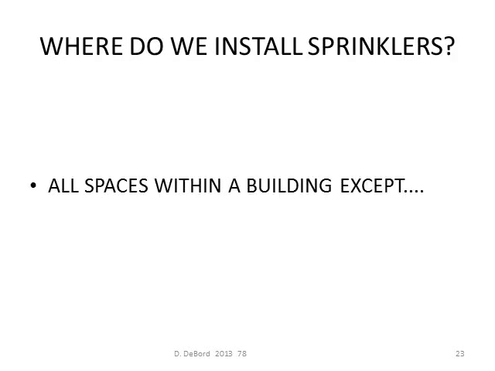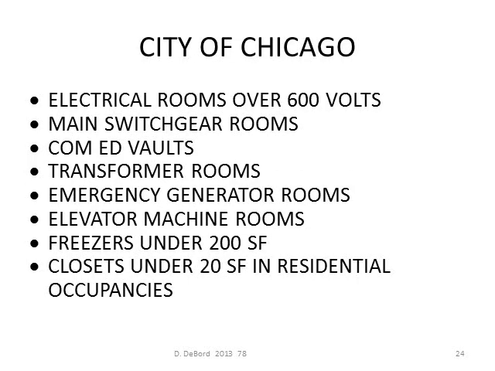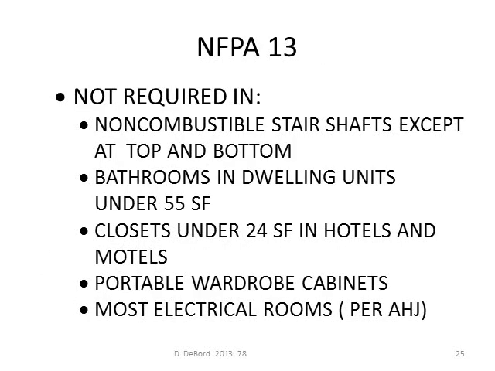Where do we install sprinklers? Well, all spaces within a building except Chicago is different, so let's look at those first. Electrical rooms over 600 volts, main switchgear rooms, ComEd vaults, transformer rooms, emergency generator rooms, elevator machine rooms, freezers under 200 square feet, closets under 20 square feet, and residential occupancies.